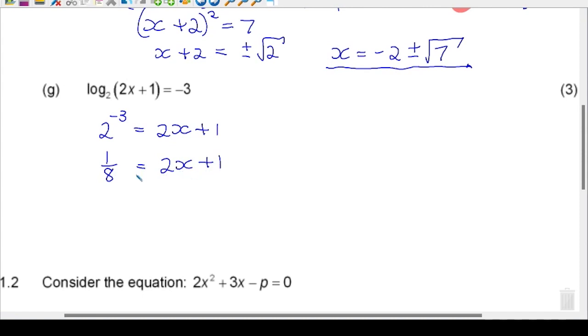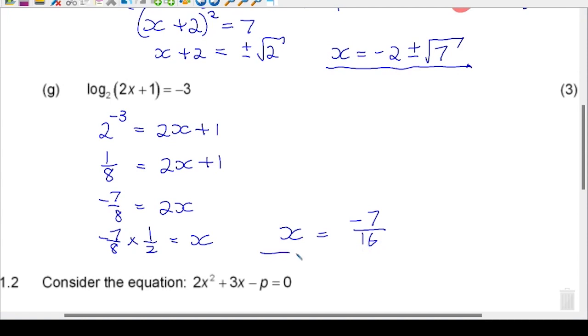Next up, we're going to subtract 1 from both sides, and we get negative 7 over 8. That's 2x, and then we need to divide both sides by 2, and we get negative 7 over 16. Remember, dividing by 2 is the same as multiplying by 1 over 2. It's the same as multiplying by a half, and we get negative 7 over 16. Negative 7 over 16, sorry.